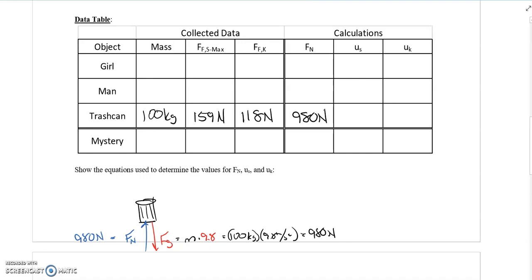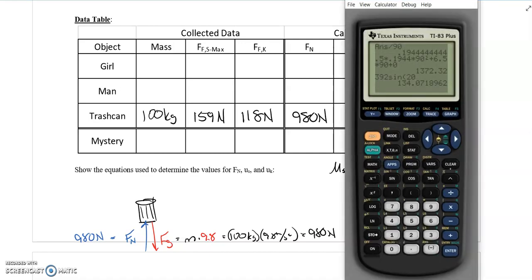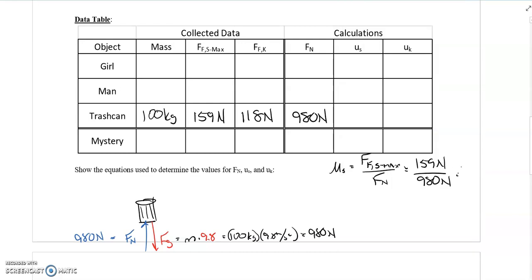And now we can calculate mu. Mu static is always equal to the maximum static friction over the normal force. And we know, because we measured it, the static friction max was 159 newtons, and the normal force was 980 newtons. And I can evaluate that. So I have 159 divided by 980, and I got 0.162. 0.162 is my mu static.